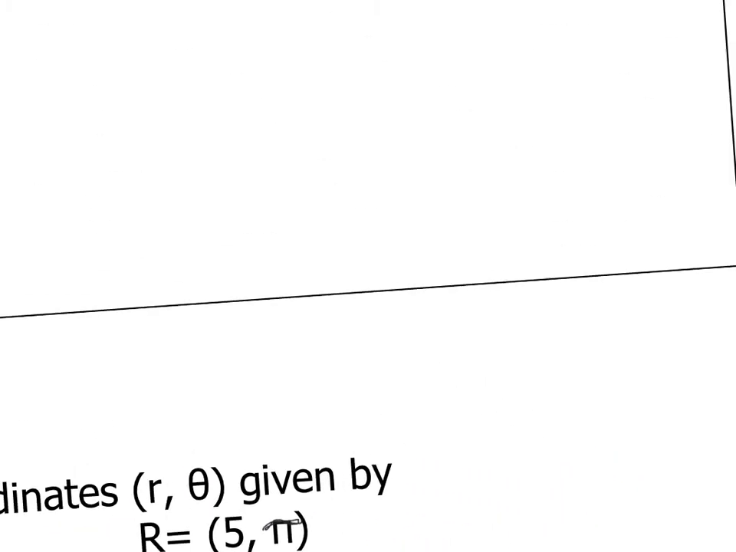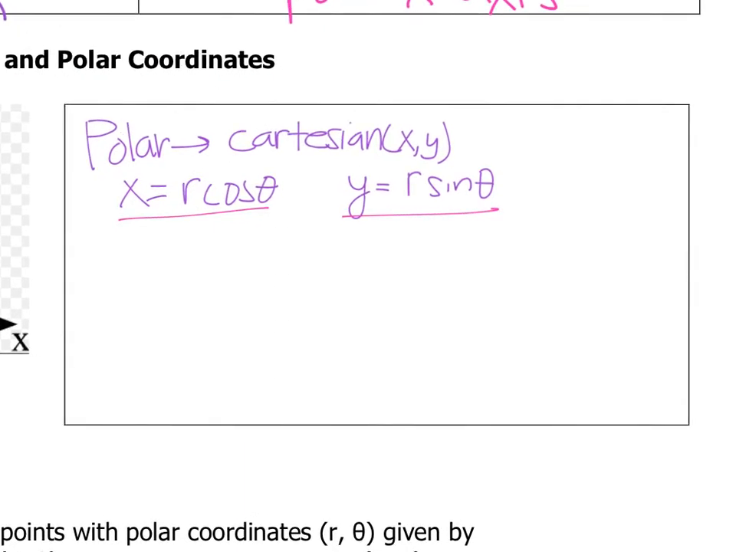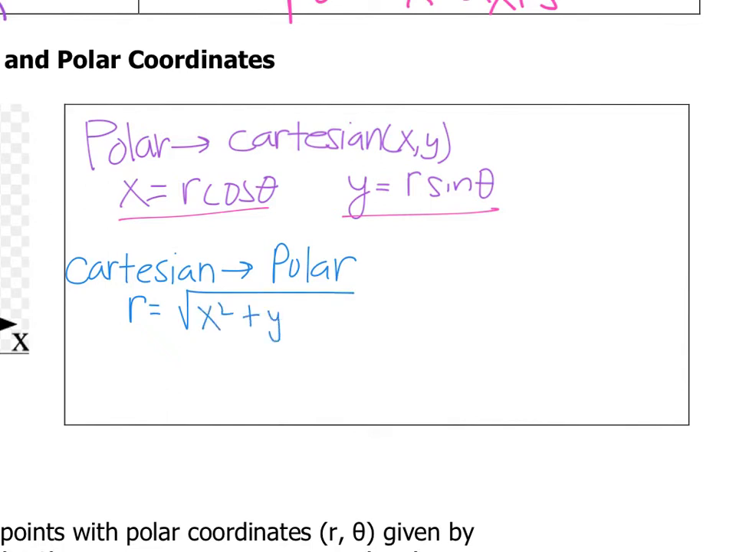The more difficult of the two conversions is going from Cartesian coordinates to polar coordinates. Starting by finding the value of r, we are essentially going to take the square root of x squared plus y squared, and that's really just coming from the Pythagorean theorem. And then we are going to find our angle theta by taking the inverse tangent of y over x.